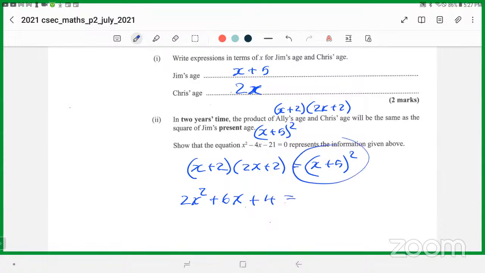Equals, we're expanding this now, a perfect square. First term squared is x squared. The middle term is twice the product of the two. When you expand a perfect square, you get a middle term which is twice the product of the two. What do you do, twice the product of the two? Multiply these two things in here first, you get 5x, and then you double that to 10x. Then the second term squared is 25.